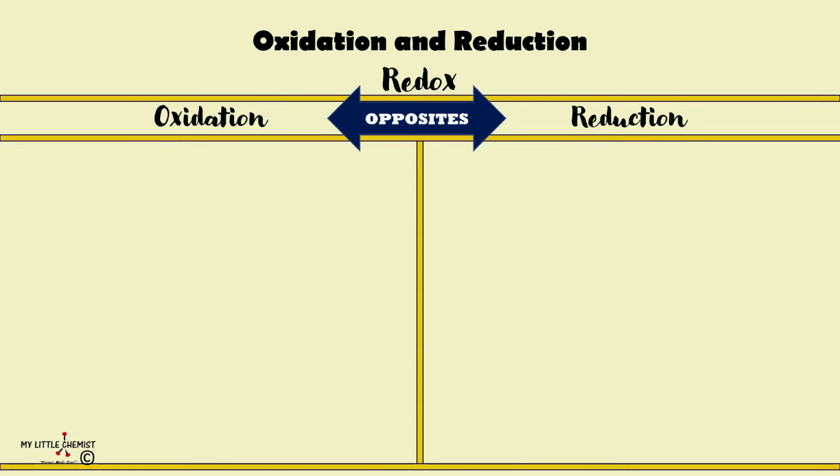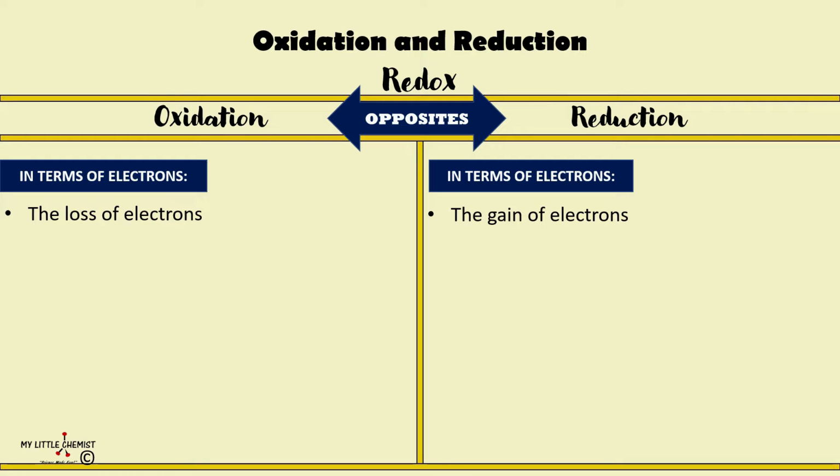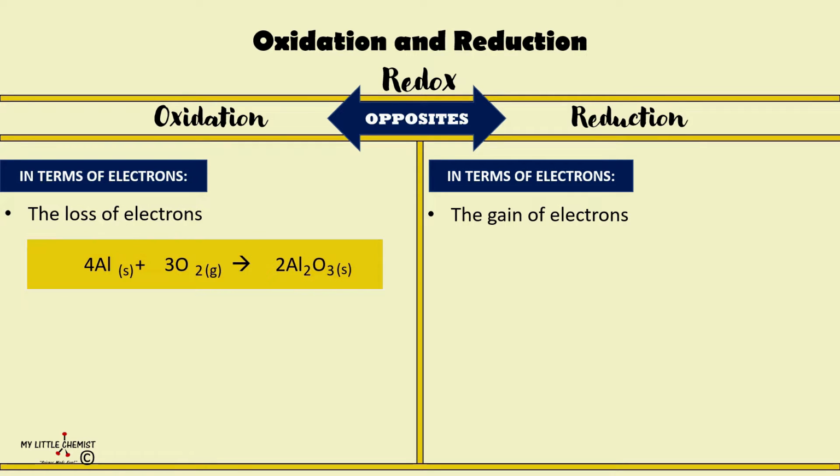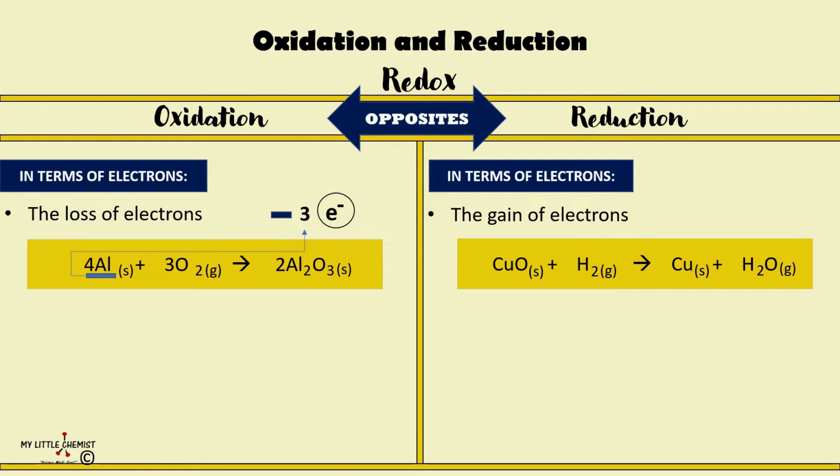Let's define oxidation and reduction in terms of electrons. Oxidation is the loss of electrons, but reduction is the gain of electrons. Using our previous example, we see that the aluminium has lost 3 electrons as it is oxidized to the aluminium ion in the compound. In the reduction example, 2 electrons were gained by the copper-2 ions as they are reduced to their metal atom, copper.